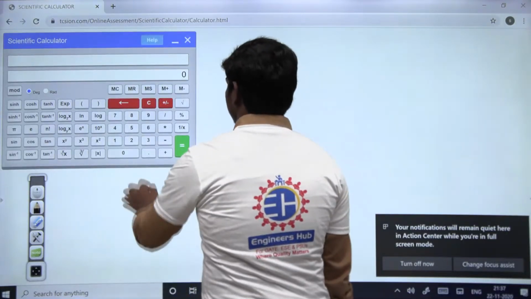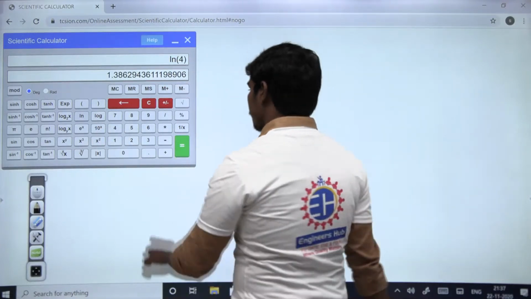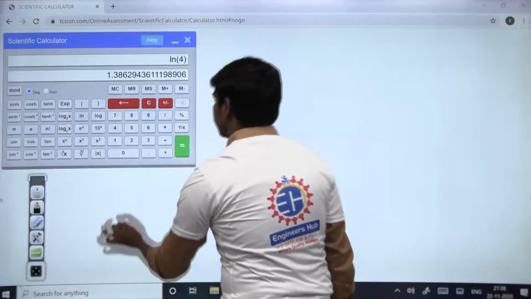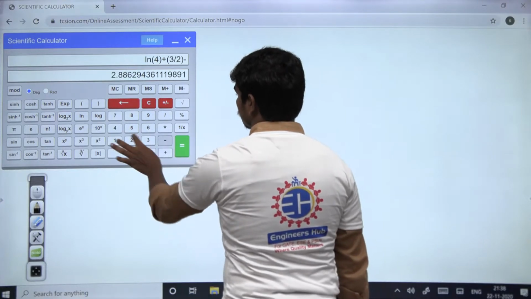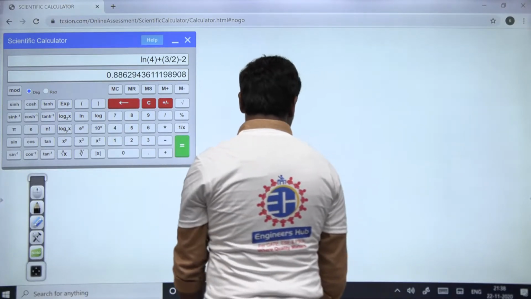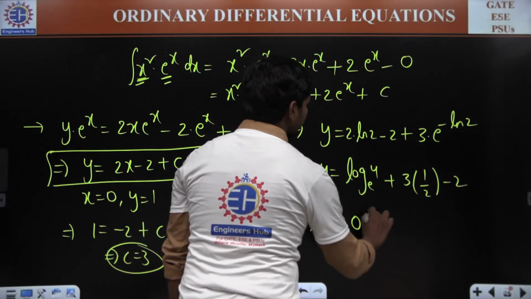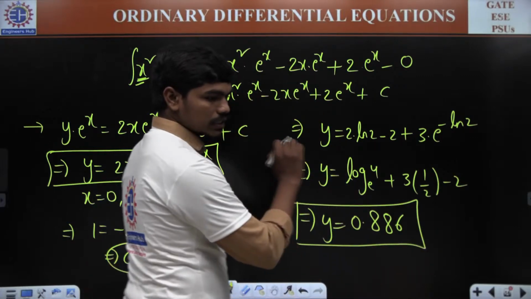Yes, so see here, log 4, which is ln 4, which is log 4 to the base e, plus 3 by 2, and minus 2. So see here, plus 3 by 2 minus 2. So 0.886 is the answer. So y is equal to 0.886. Since they asked it to be rounded off to 3 decimal places, this is the correct answer.